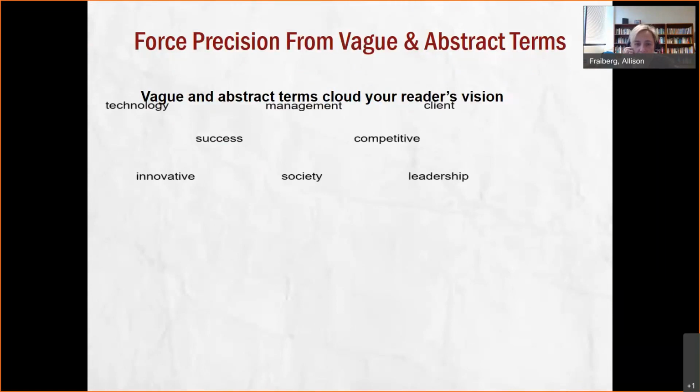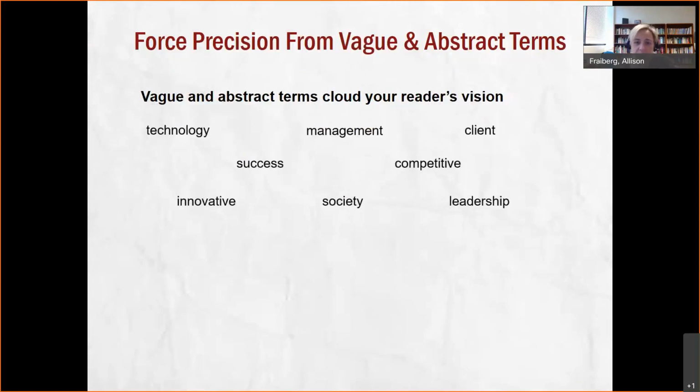Here's some vague words. Look at these words. We use them all the time, right? Technology, success, management, innovative, society, competitive, client, leadership, advantage. There's so many words that we use that mean a million things to a million people. And the trick with analysis is making sure that people are seeing and hearing what you want them to see and hear, that you're giving them the picture that you want them to see. Otherwise, they're going to put their own pictures in.